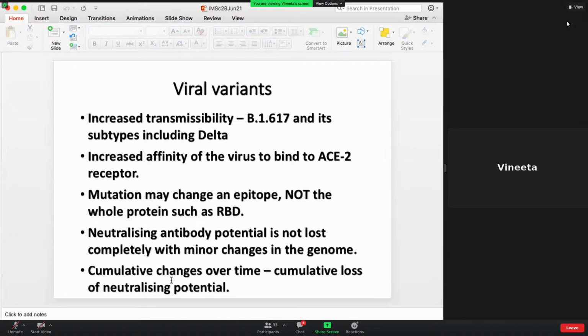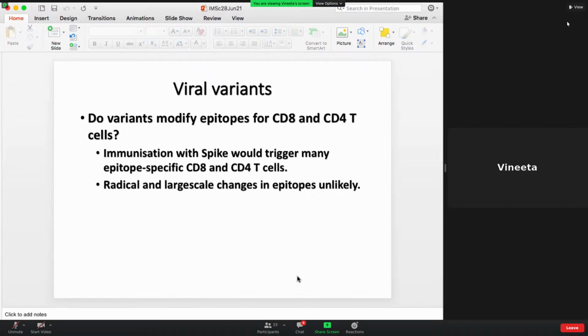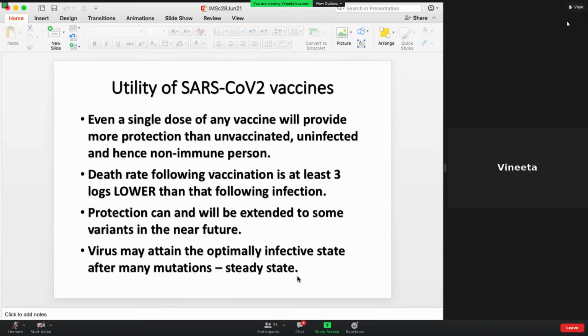However, cumulative changes over a period of time, as we are going to see, will result in cumulative loss of neutralizing potential. In addition to that, I had mentioned that there are also CD8 and CD4 T cells which contribute to immune response, but for the sake of time, I'm going to skip this slide, though again, the same logic that I mentioned for antibodies also operates for this. So now let's come to the last point that I want to make, or a series of points.